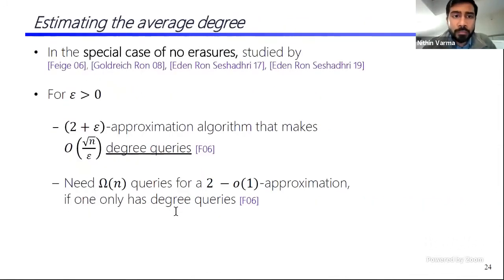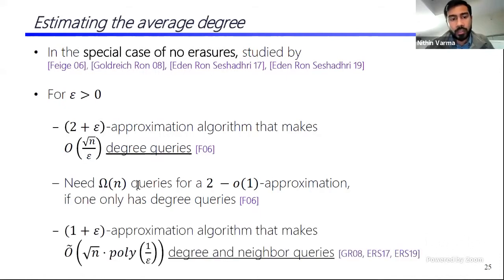For average degree, this also has been well-studied. Specifically, Feige showed that one can obtain a 2 plus epsilon approximation algorithm by making only root-n degree queries. He also showed that to get something better using only degree queries, you need omega n query complexity. Now, in a sequence of work, Goldreich et al. and Eden et al. showed that one can obtain a 1 plus epsilon approximation algorithm that makes roughly root-n degree and uniformly random neighbor queries.